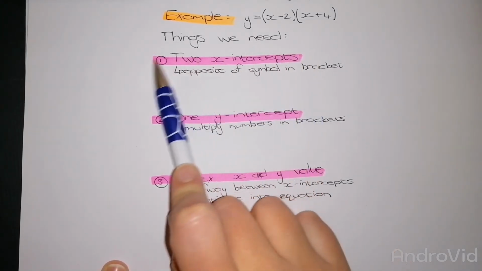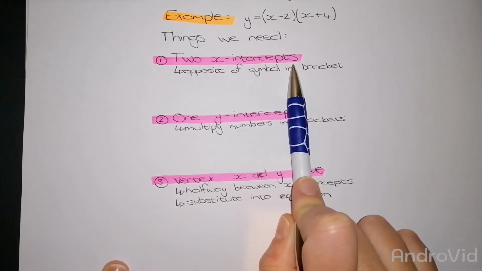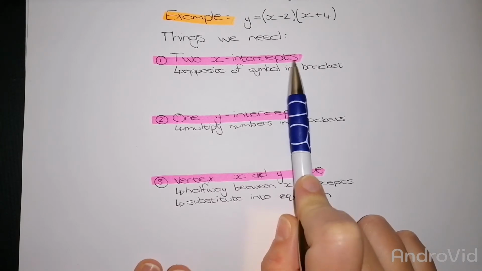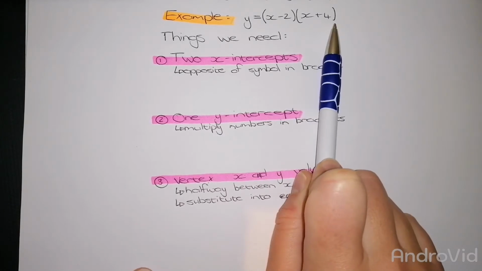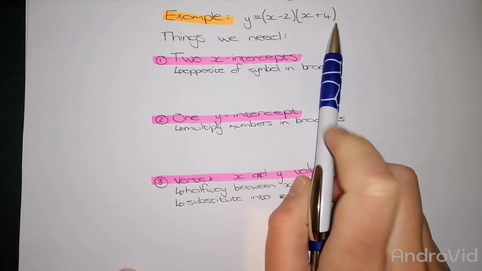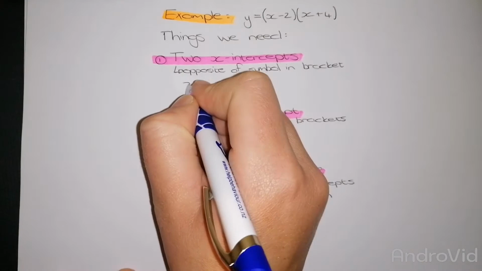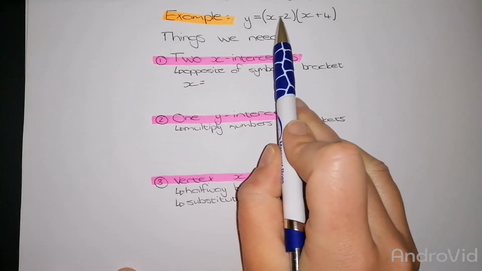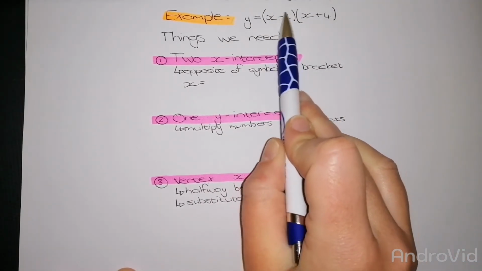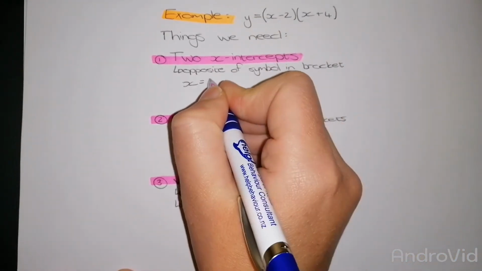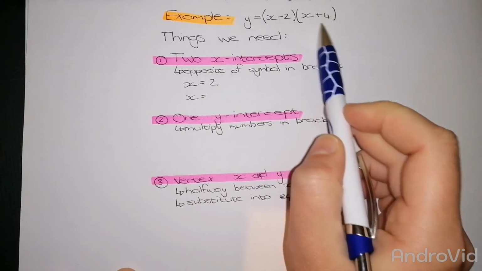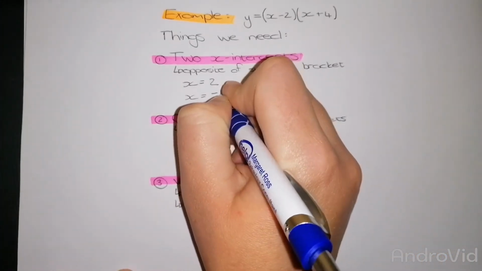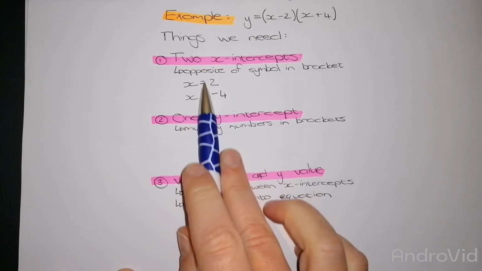For us to find the x-intercepts, it is the same principle as with the basic parabola equation and movement on the horizontal axis, where the numbers in my brackets have the opposite symbols. So very easy to identify the x-intercepts. My first one is equal to the opposite symbol of a negative, so x is equal to 2. And my second one, opposite to positive 4, so x is equal to negative 4. Those two are my x-intercepts.